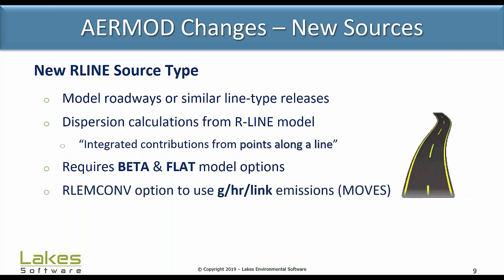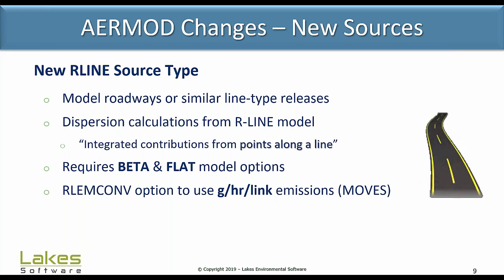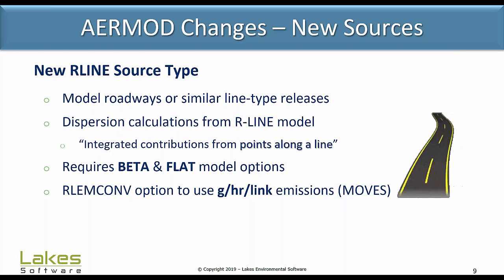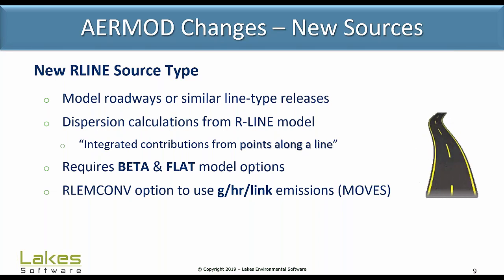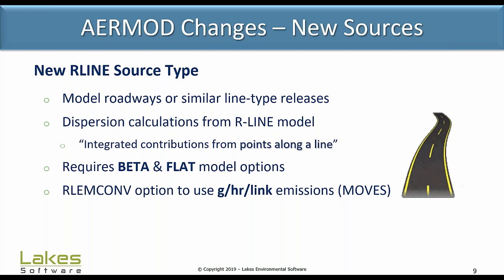There's also an option built into the model now, rlemconv is the keyword, for converting R-line emissions in order to use the gram per hour per link as the emission rate instead of the default gram per second per meter squared or gram per second per meter, as we'll see in a second. This means you can take emissions from MOVES, the emissions calculator for mobile source emissions, and input them into the AERMOD model a little more directly.